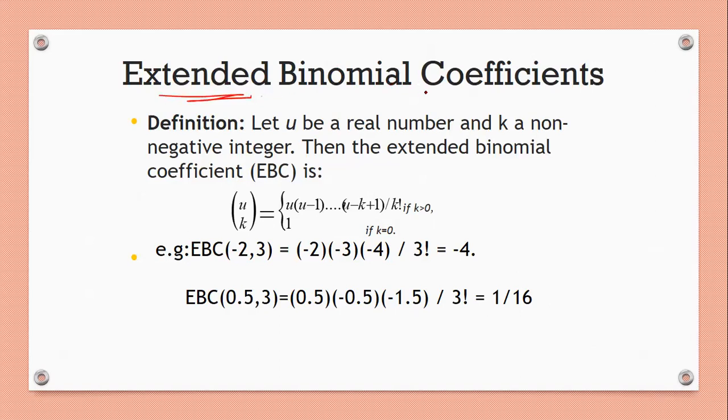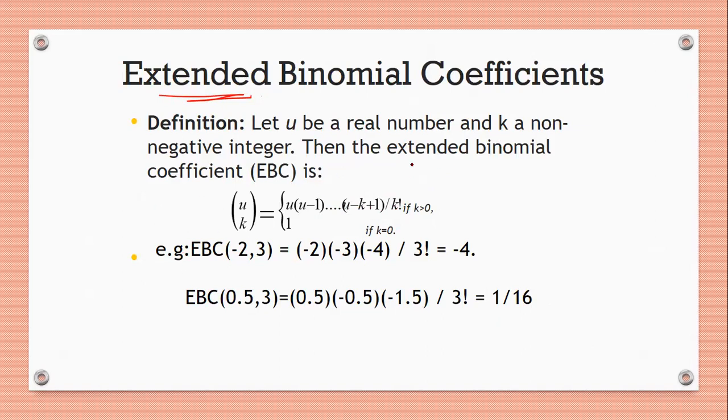So what do we mean by extended binomial coefficients? First we will see that. Suppose u is a real number and k is a non-negative integer, that is, it can be 0 or positive. Then the extended binomial coefficient uCk is defined as: if k is greater than 0, it will be u into (u minus 1) into (u minus 2), and it will go on up to (u minus k plus 1), divided by k factorial. If k is equal to 0, then your extended binomial coefficient will be 1.